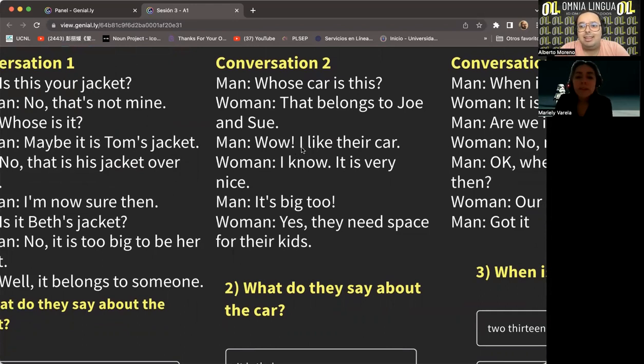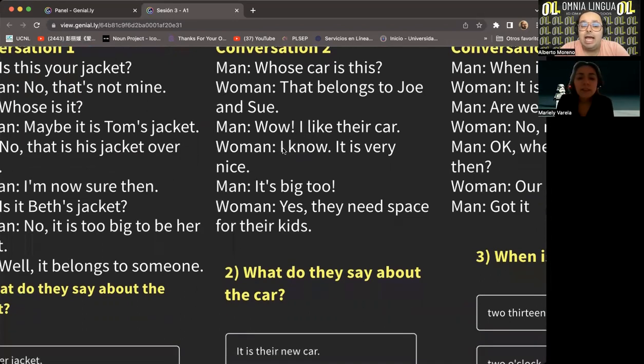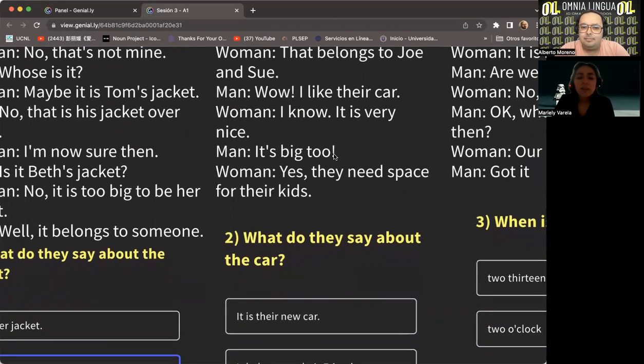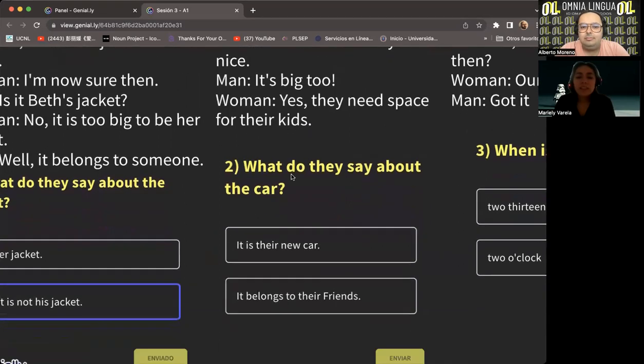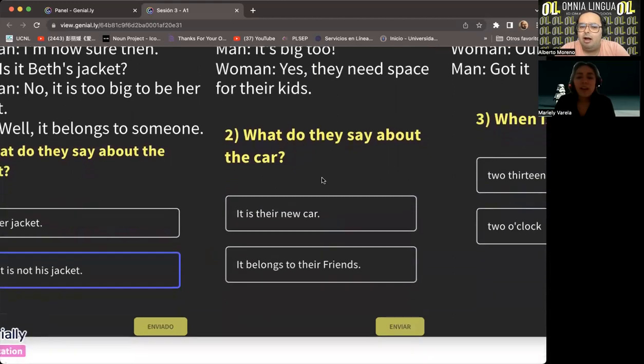Their car, very good. I know, it is very nice. It is big too. Yes, they need space for their kids. So what do they say about the car?